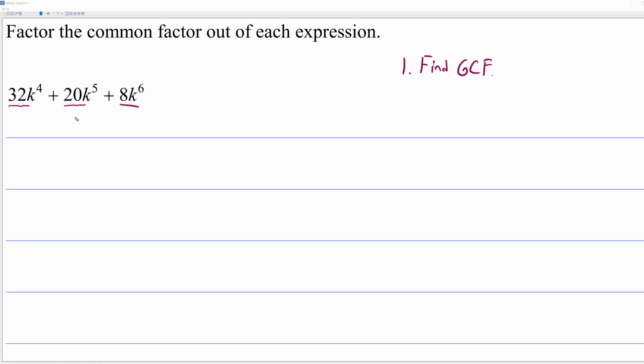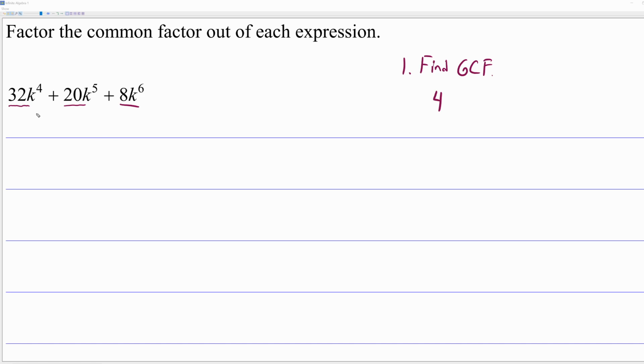We have 32, 20, and 8 for the coefficients, the numerical part, and then we'll deal with the variable part separately. This is the same as the hint that I gave in my videos on multiplying polynomials. So if I want to find the GCF, then I'm going to look at the numbers 32, 20, and 8. And if I need to use that table procedure from the prior video, you can. But 32, 20, and 8 are relatively small numbers, and thinking through the factors, we can see that the greatest common factor of those three numbers is 4. 4 goes into 32, 4 goes into 20, 4 goes into 8, but nothing bigger will.